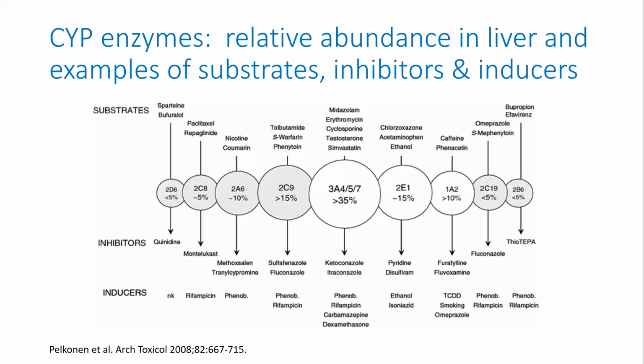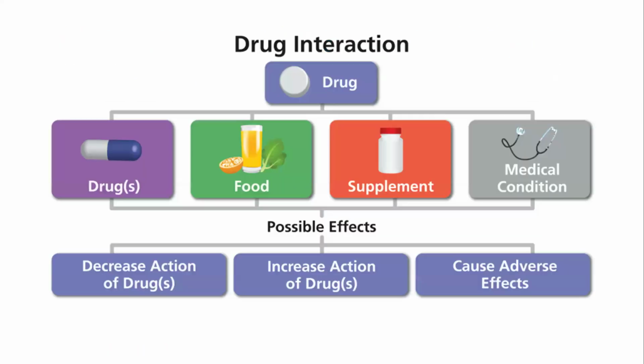This is an example of the different CYP450 enzymes that are commonly encountered, with some examples of substrates, inhibitors, and inducers. So you can see quite a number of different drugs and pathways.